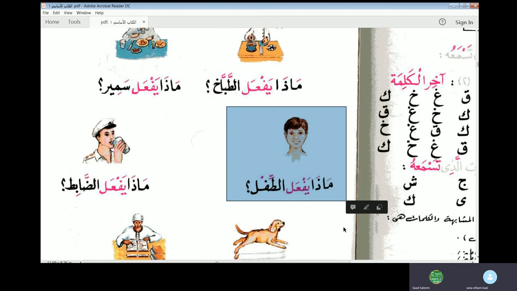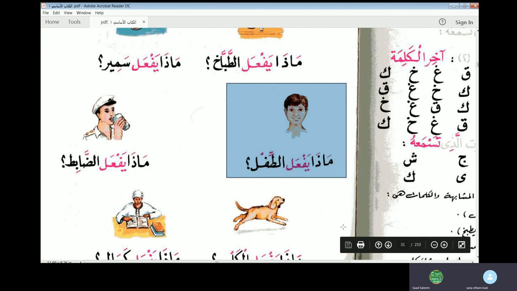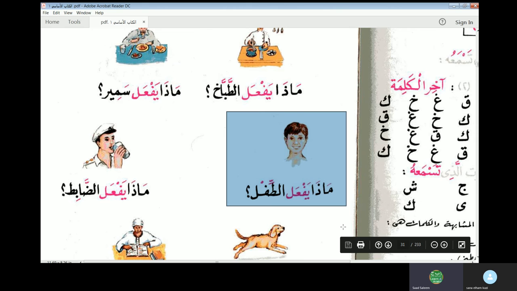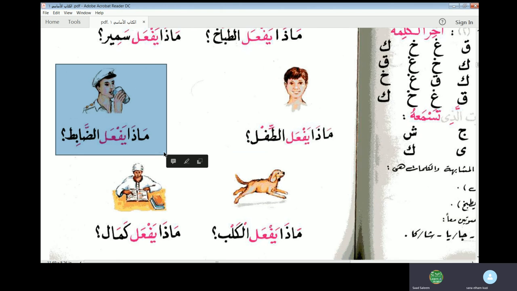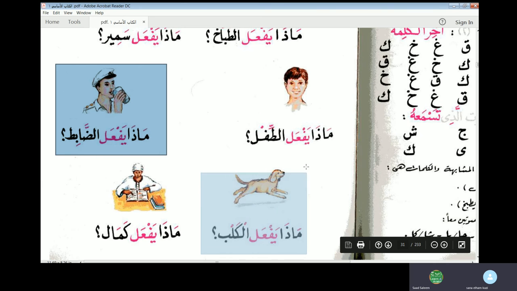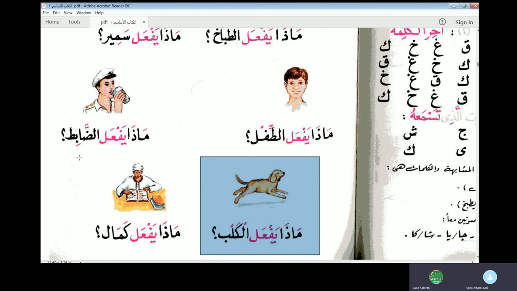Do you have to say Yaakulu Samiru? Yes, you can also say Yakulu Samirun, or Samir Yakulu is also correct. One is Jumla Failia, the other is Jumla Ismiya. What is the child doing? The child is laughing. What is the instructor doing? The instructor is drinking water. Just Yashrabu, drinking.